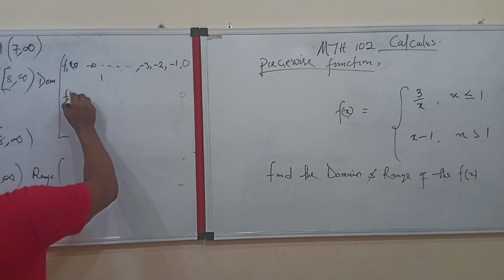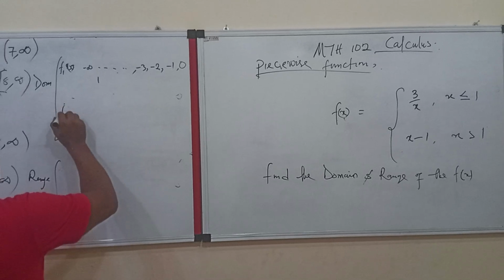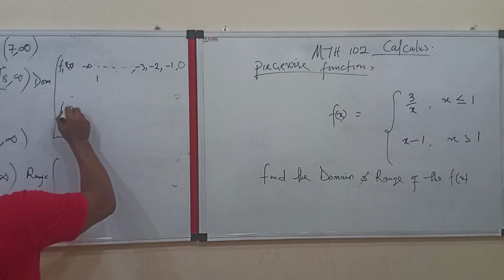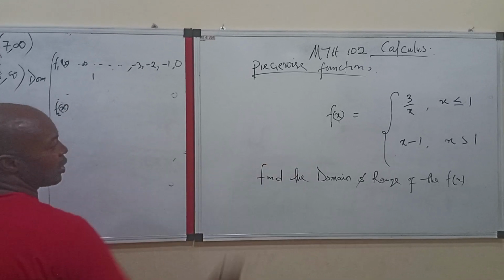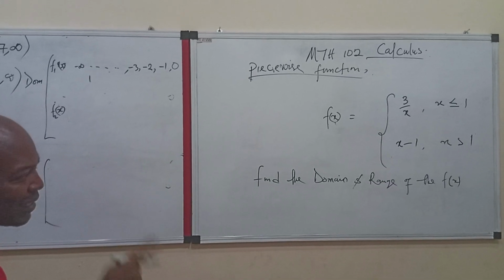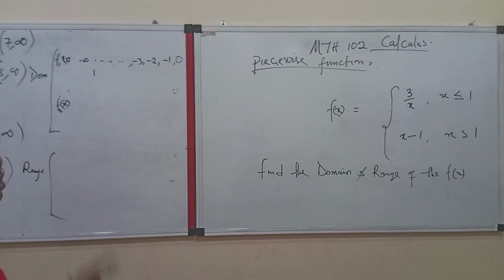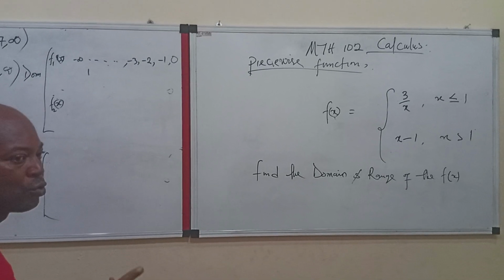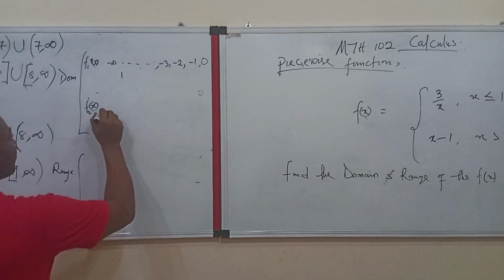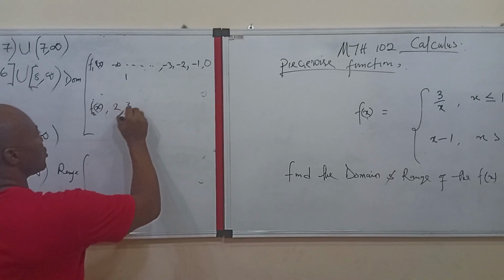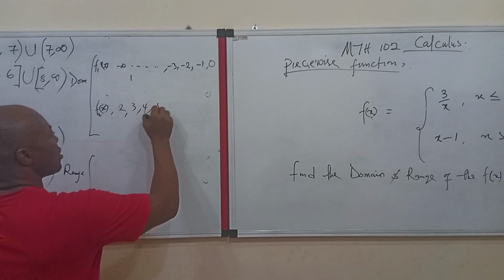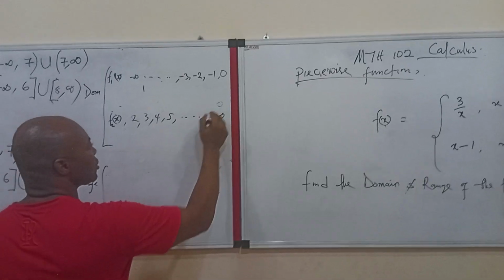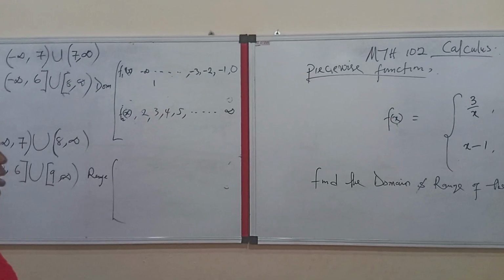Now, for the second function we have, f of 2, the second one says x is greater than 1. Strictly greater than 1, meaning x will take numbers from 2, 3, 4, 5 to positive infinity. That is how it will take it.